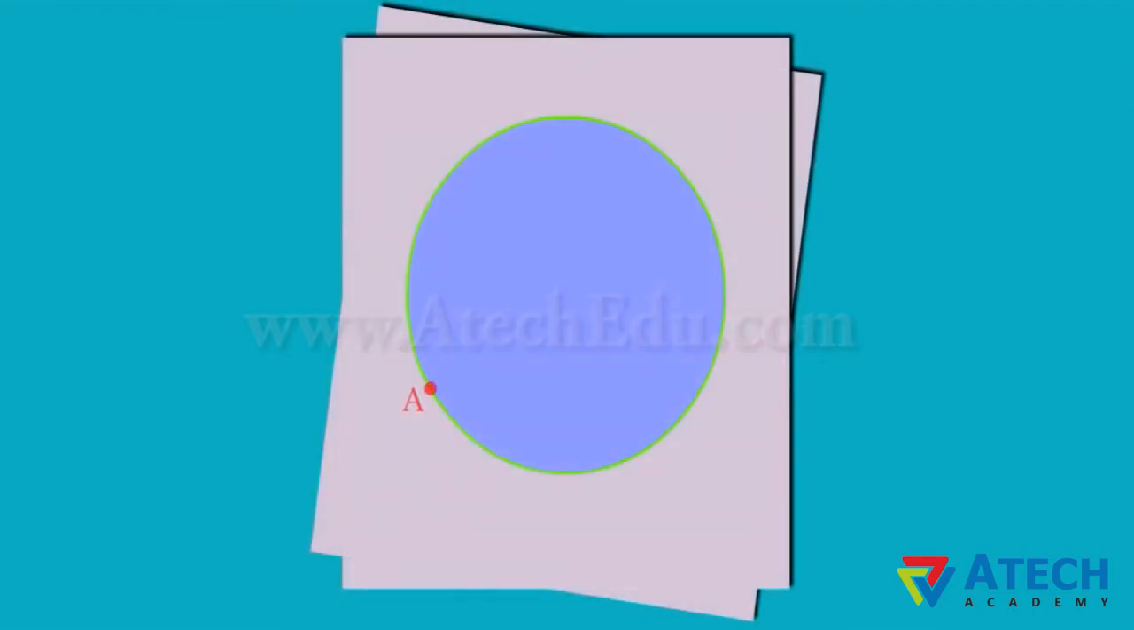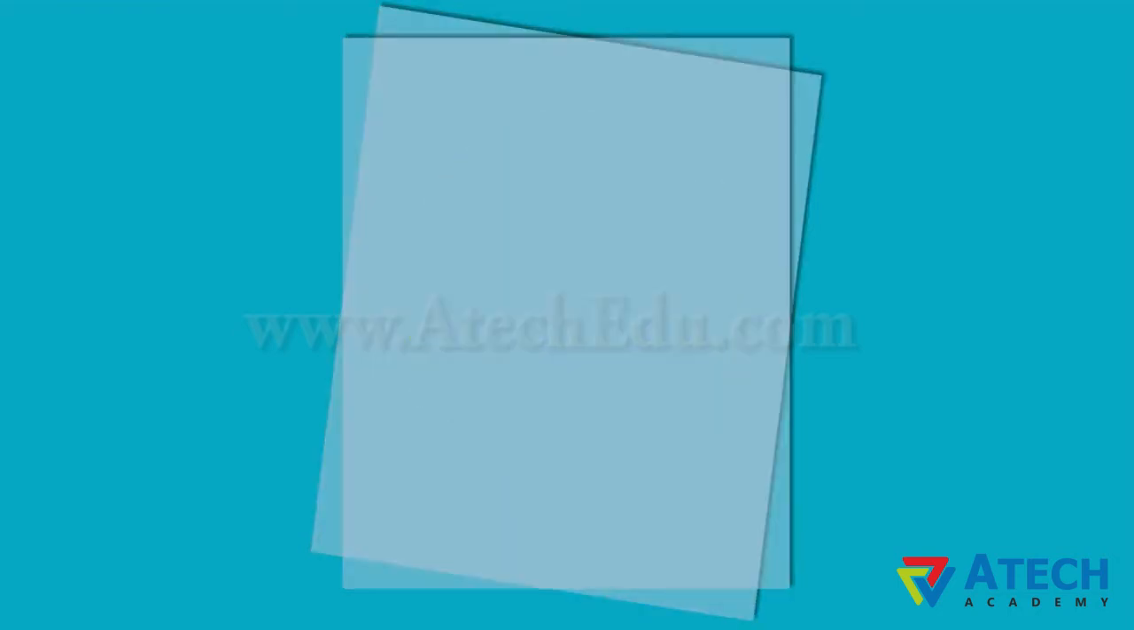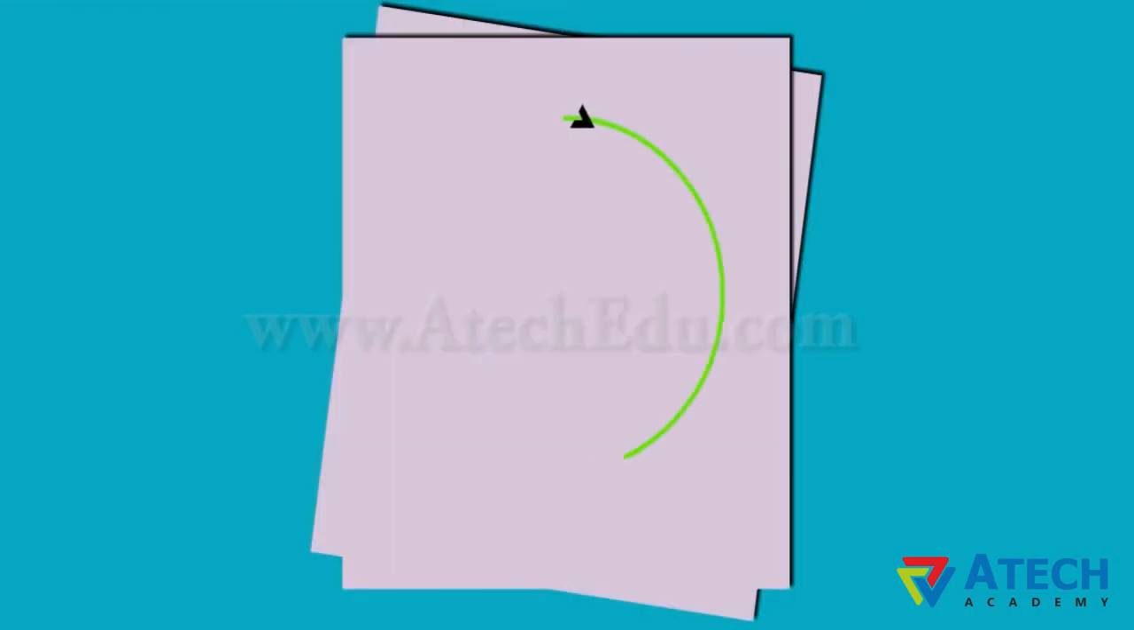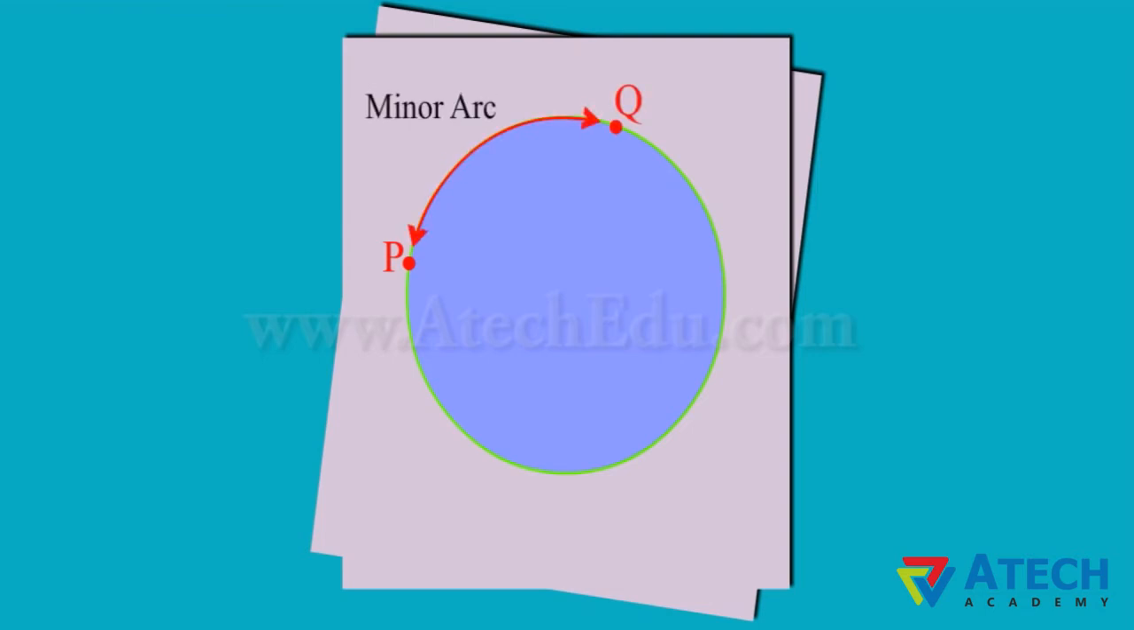AOB is a diameter of the circle. A circle can have more than one diameter. The length of the complete circle is called its circumference. A part of the circle between 2 points on that circle is called an arc. The longer part of the circle is called the major arc PQ, and the shorter arc is called the minor arc PQ.